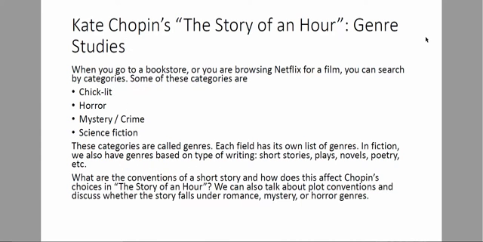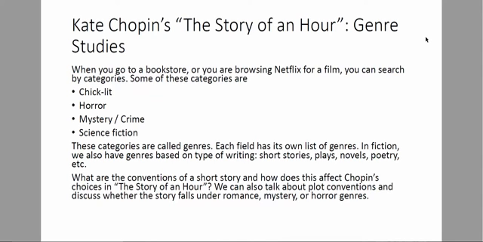Genre studies, it's kind of an interesting, fun way of looking at a work. So, I put down here my example of genres. Most of you are familiar with that word anyway. If you go to a bookstore, or you're downloading music, or going to Netflix, there are categories, right? You like certain kinds of music, certain kinds of books or films. I gave you just a tiny list of them: chick lit, horror, mystery, crime, science fiction, right? Those are all what we call genres. And each field has its own list of genres.